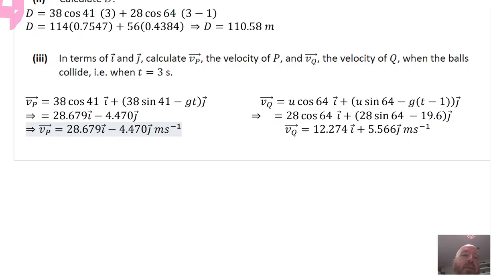Okay, so that's our answer for our VP and VQ when they collide. So I think what's happening is that they want it in terms of I and J, so they're going to ask us something to do with vectors here. So we've done all the hard work, all the fancy maths. We then just have to show that we understand how to work with some vector maths.